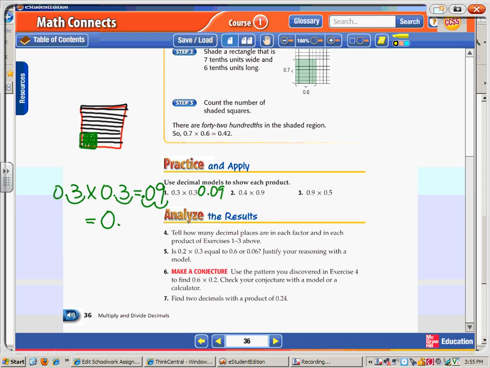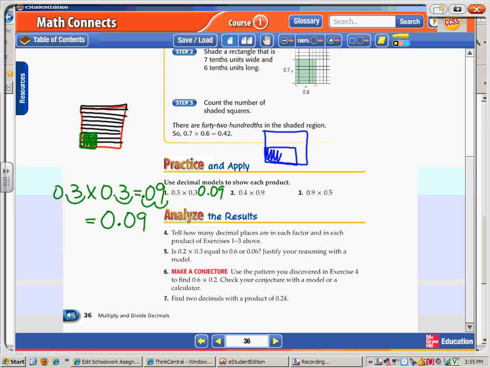And you're going to put a 0 in for that ones place. And you have 9 hundredths. Okay. Moving on to the next one, looking at our flat. Now here we go. We're going to go up 4. We're going to go across 9.